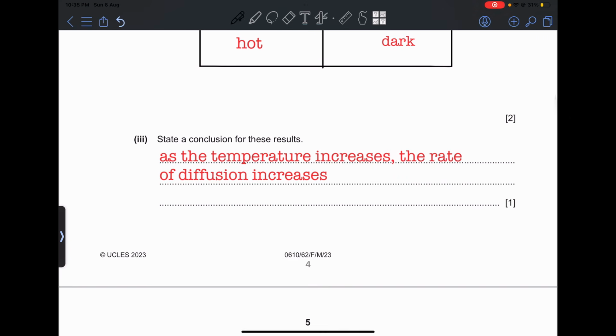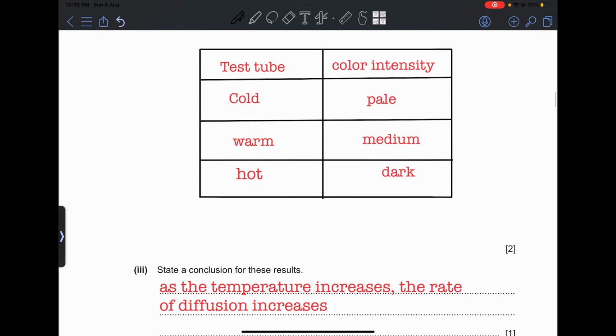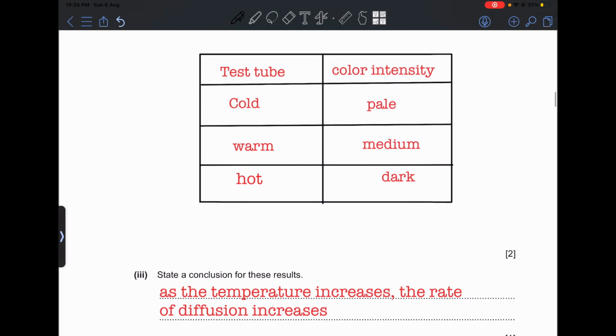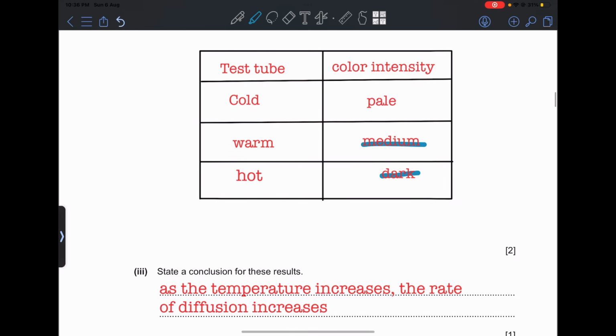State a conclusion for these results. As we can see, as the temperature increases, the rate of diffusion increases, and this is proved by, over here, we can see in the cold test tube there was a lower color intensity, and in the warm the color intensity increased. Over here it became from pale to medium, and in hot water the color intensity was very high. So this is something that can explain the high diffusion rate.